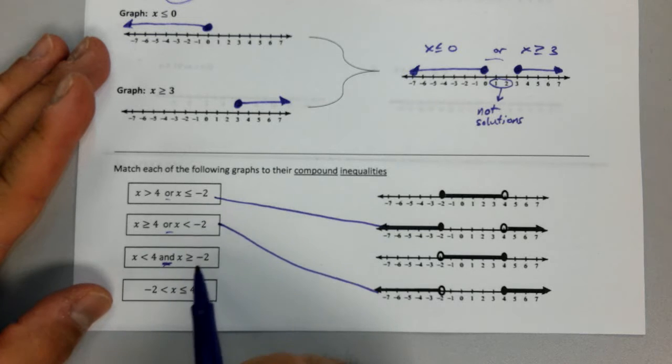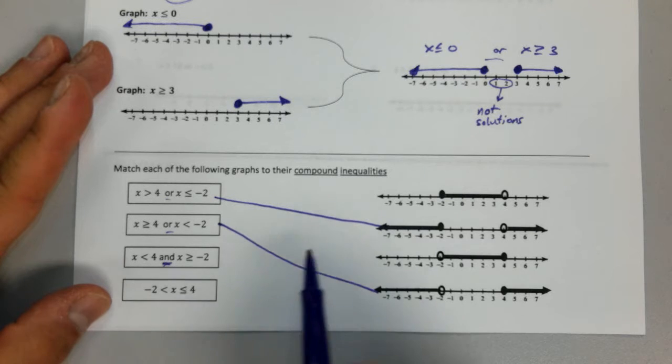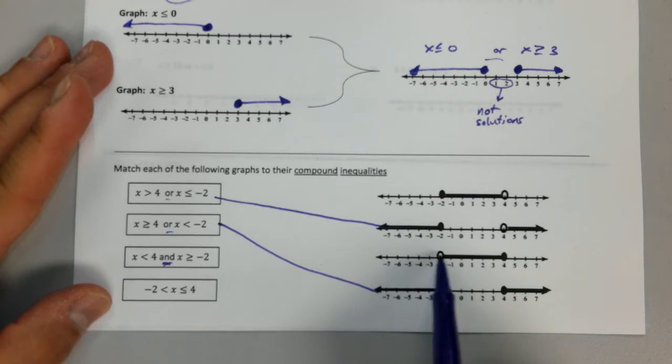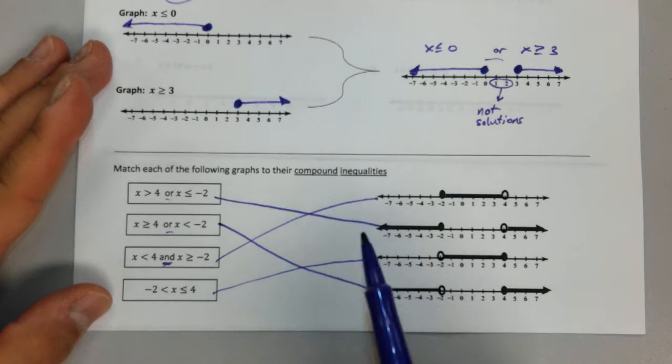Now as far as ANDs go, let's look at this one, because I know that this one might be a little different. It begins at negative 2 with an open circle, and it ends at 4 with a closed circle. Pay attention to the symbols here. So it begins at negative 2 open circle and ends at 4 closed circle. So this will go right here, which means this one goes up here.